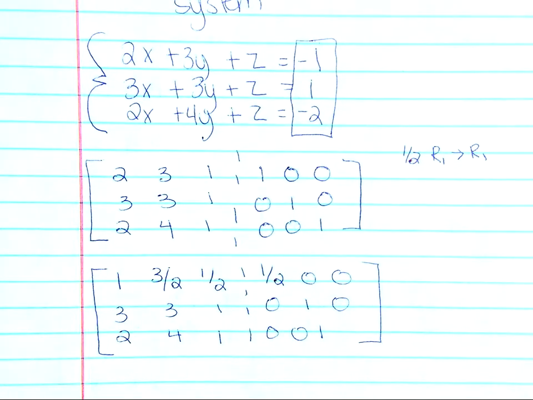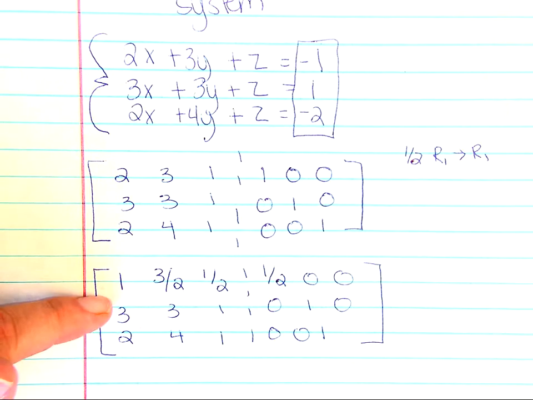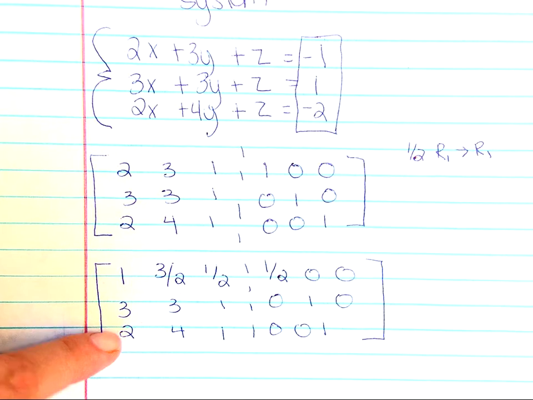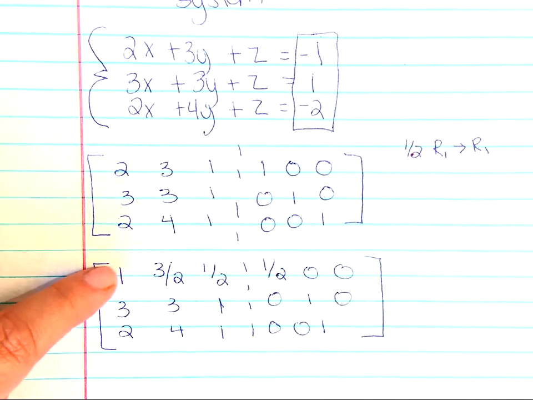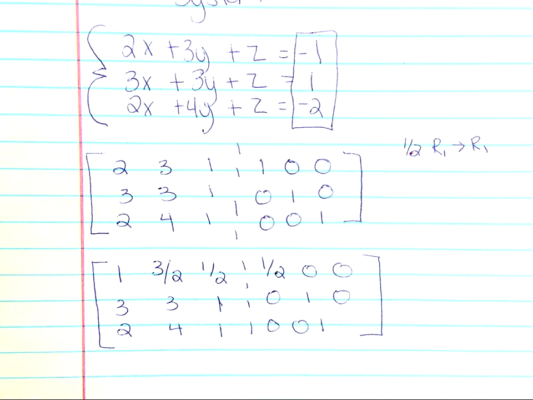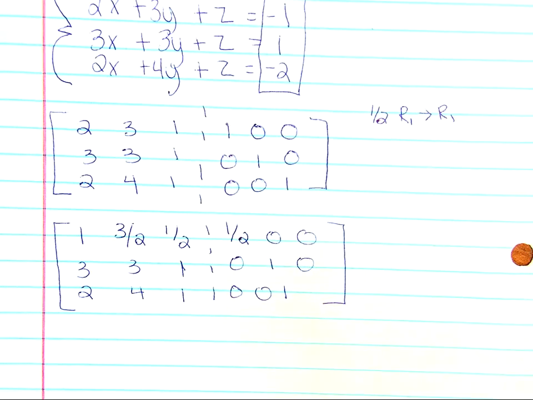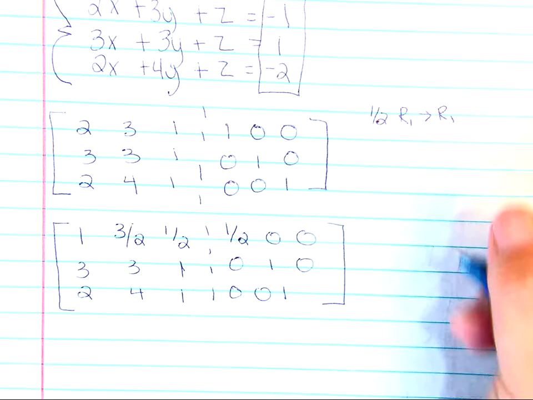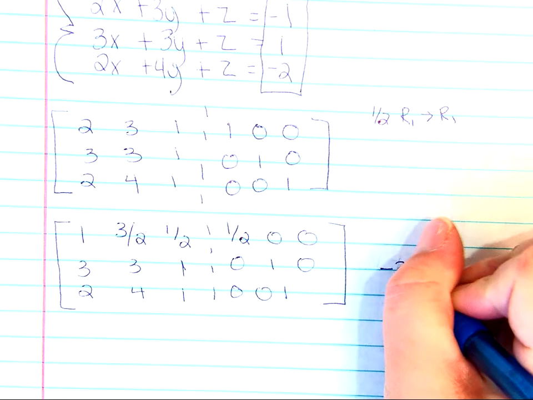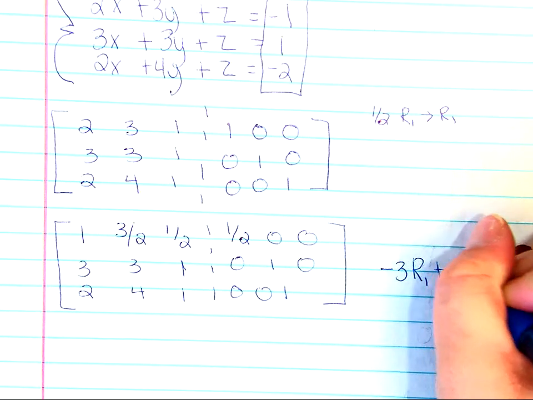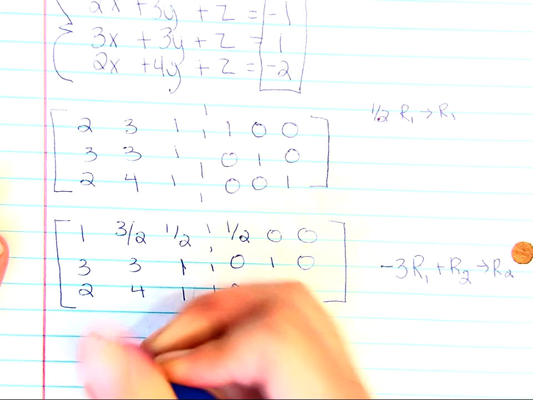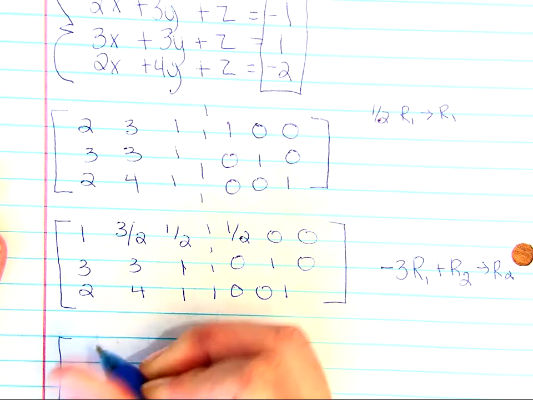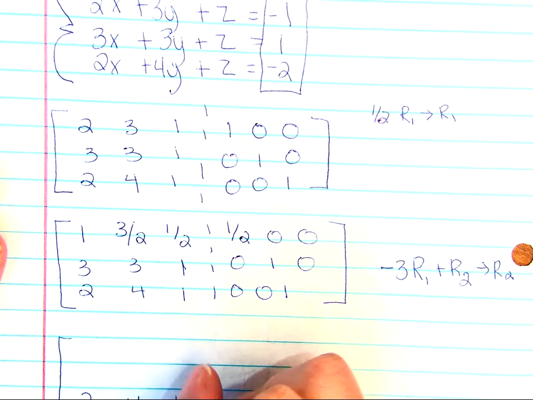Okay, once you've achieved that goal, your next goal should be to get a 0 here and a 0 here, not even paying attention to what's happening in your other two columns. So the first thing I'm going to do is, I have a 3, so I know I'm going to do -3 row 1 plus row 2. That's going to become my new row 2. So this time I'm going to do this a little bit differently. I'm going to fill in my rows that are not changing.